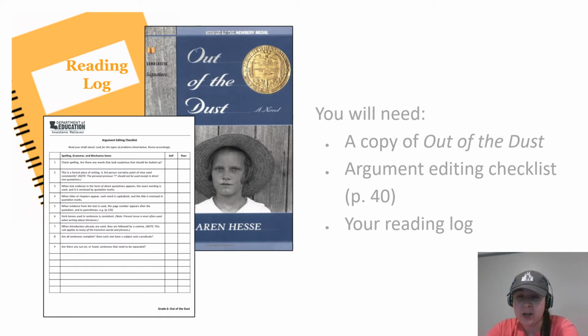Today you're going to need a copy of Out of the Desk. You're also going to need your argument editing checklist, which is right here in your books, in your purple folder. So you might have a green one on page 40, and then your reading log, okay? Also, you want to make sure you have your draft copy of your essay. So let's go ahead and get started.